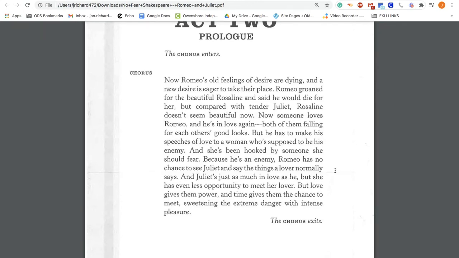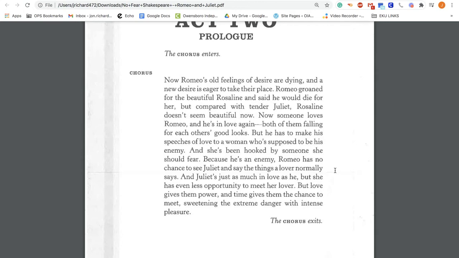Now someone loves Romeo and he loves again, both of them falling for each other's good looks. But he has to make his speeches of love to a woman who's supposed to be his enemy. And she's been hooked by someone she should fear. Because he's an enemy, Romeo has no chance to see Juliet and say the things a lover normally says.